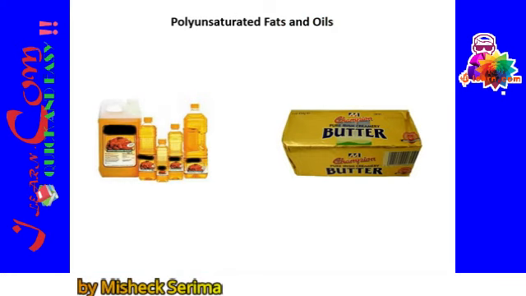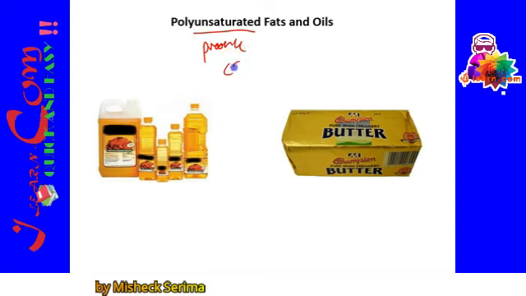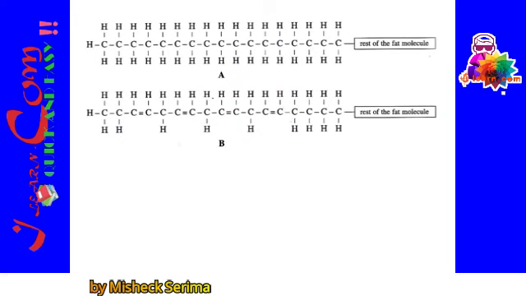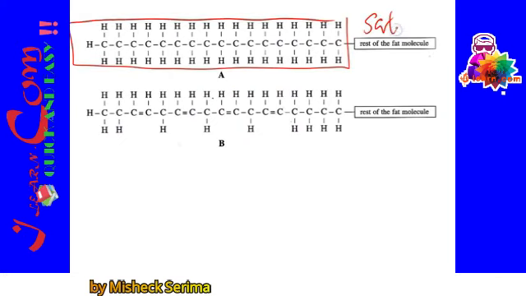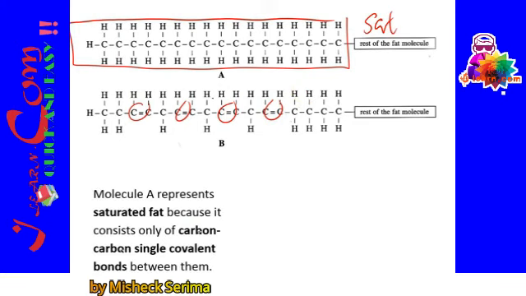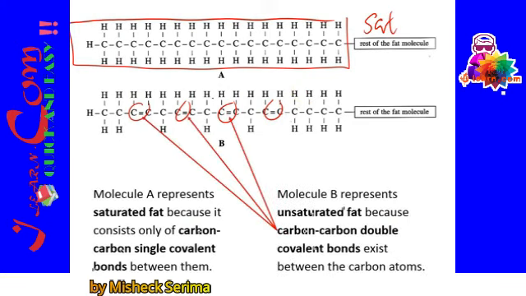Polyunsaturated fats and oils. Unsaturated basically refers to the presence of double bonds. Poly means many double bonds. So if it's polyunsaturated, it means that in the molecule there are many double bonds. This is an example of a saturated molecule. Why? No double bonds. This one has many double bonds, so this is an example of a polyunsaturated fat molecule. Right?